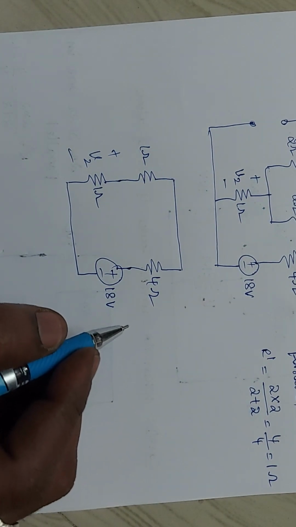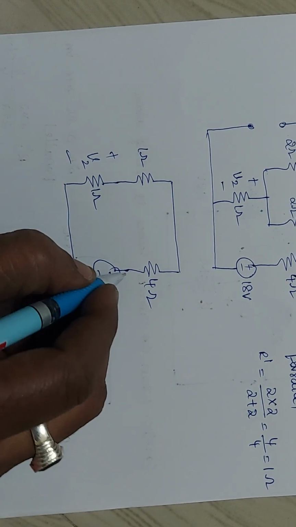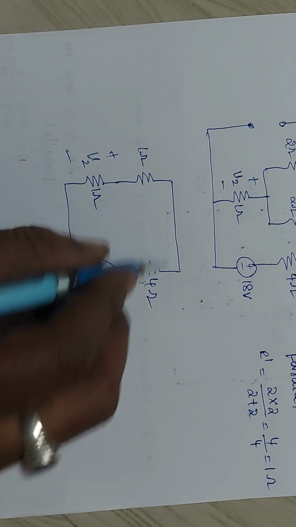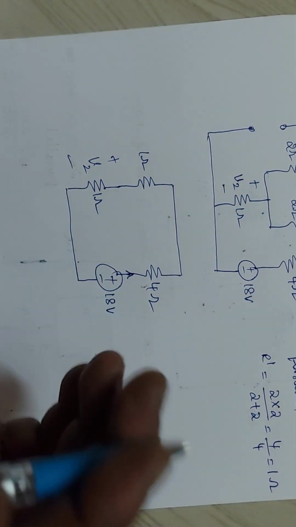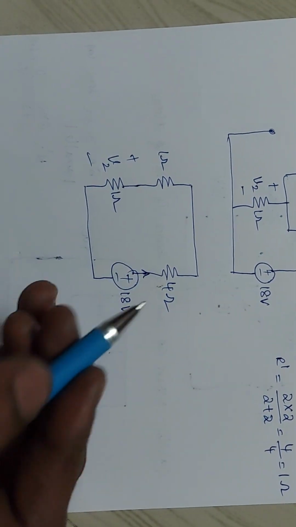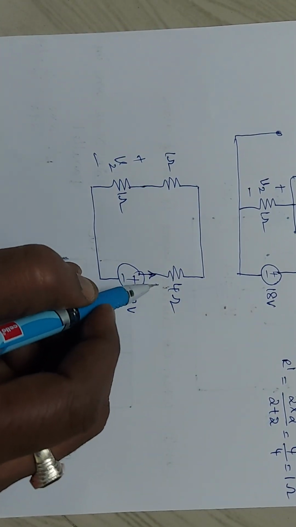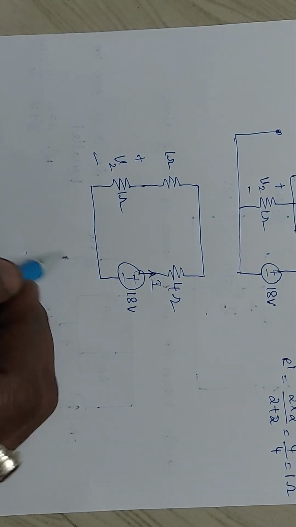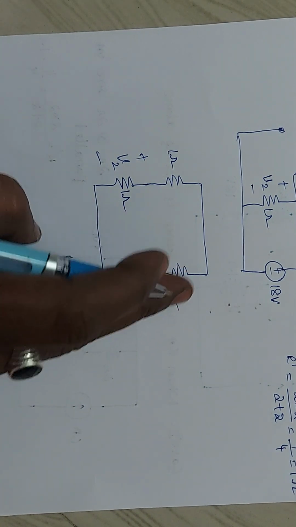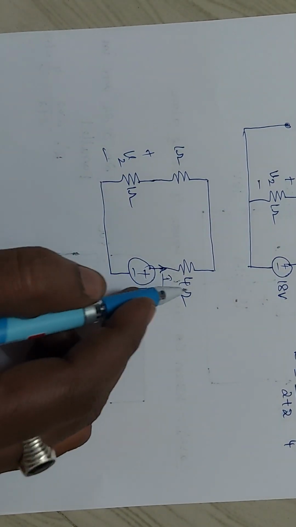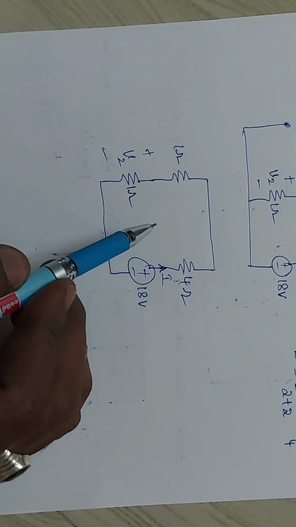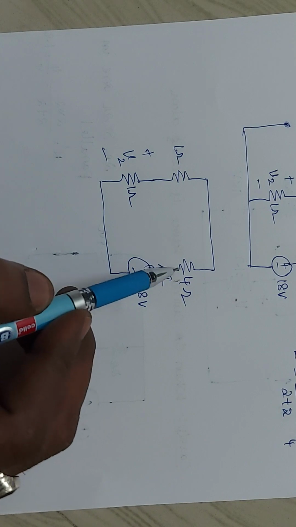So what is the KVL here? Wherever the voltage source is there, the current is coming from here. Or you can easily apply mesh analysis. In any way you can follow. Here I can apply KVL. I is the current coming from here. Here is a single mesh. So the algebraic sum of the voltages in a closed path is 0, that is KVL.